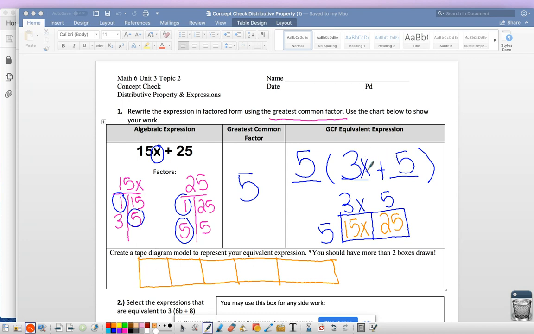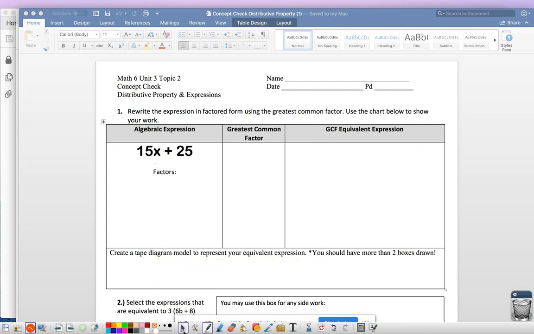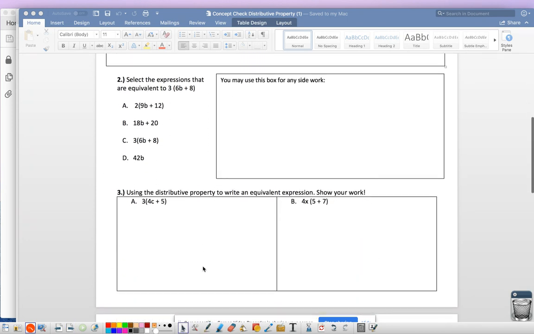So now what goes inside the boxes is 3x plus 5, because there's 5 boxes or 5 groups of 3x plus 5. All right, so remember, this is a tape diagram, okay? What I just drew is a tape diagram. Up here is my equivalent expression. Here is my greatest common factor. Okay, so now we're going to move on to number 2.